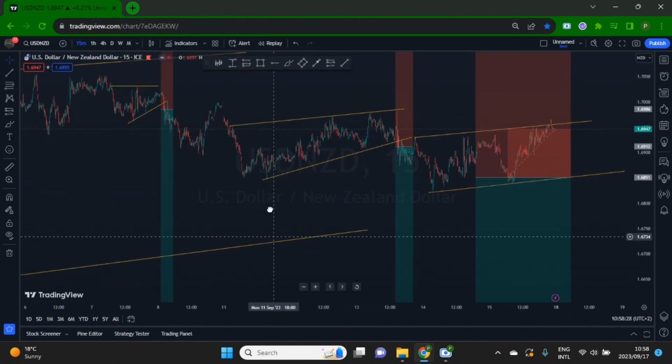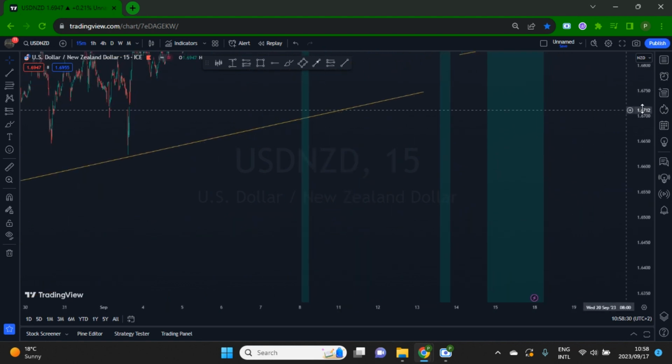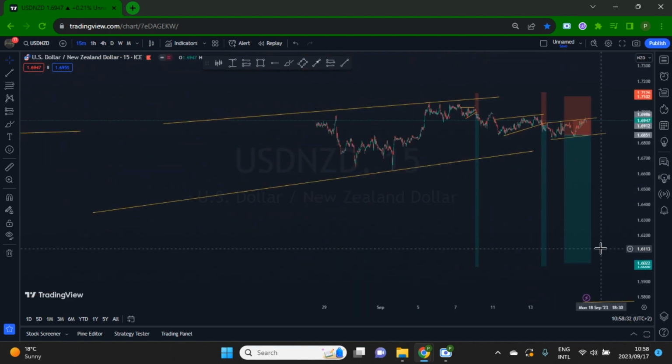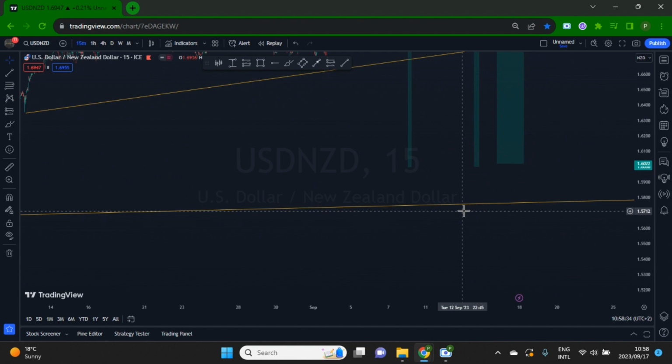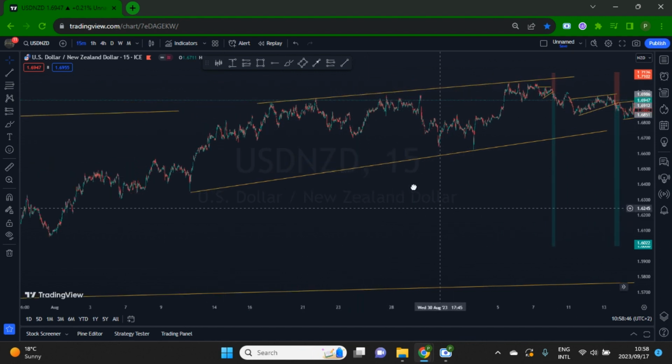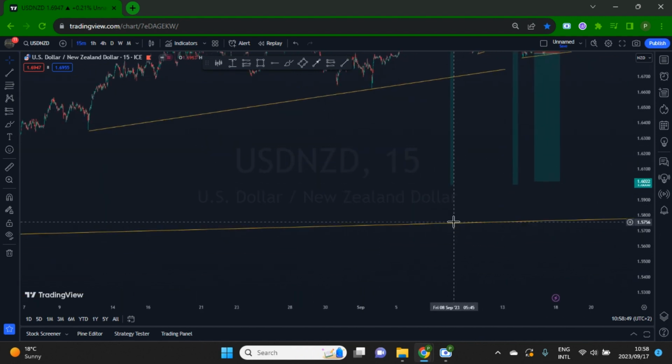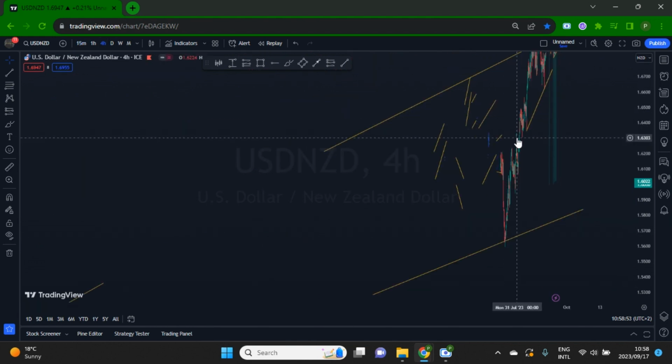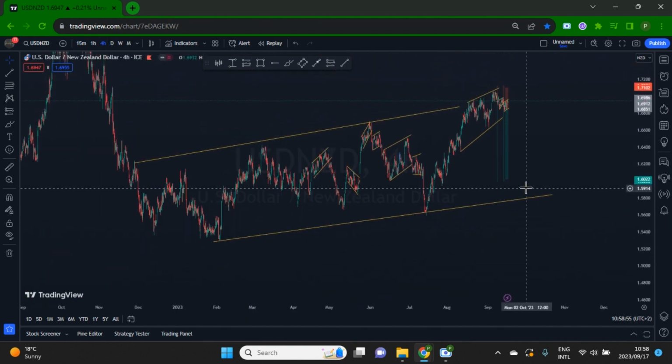So this is what I'm anticipating for USD NZD. Of course, I'm targeting the supporting trend line here. But first the target is here at the 90% root of this smaller channel, and then at the support of the bigger channel, at the support of this bigger channel.